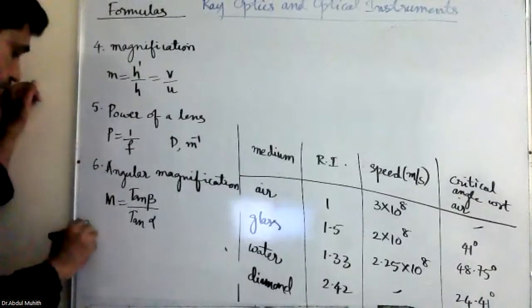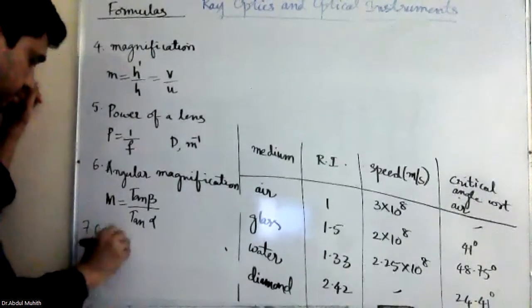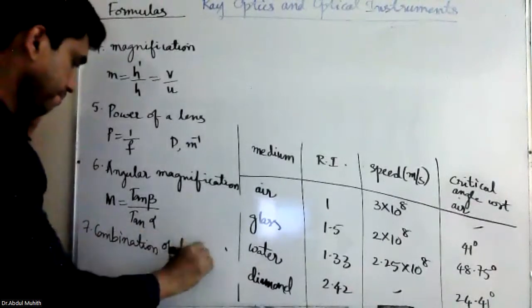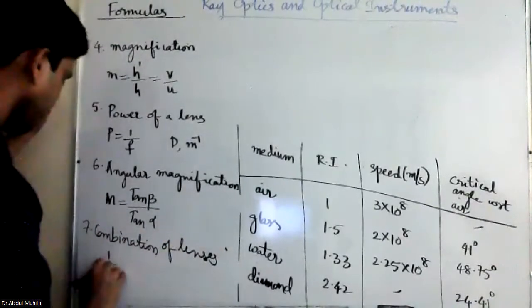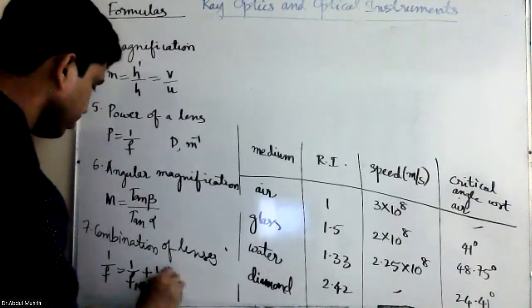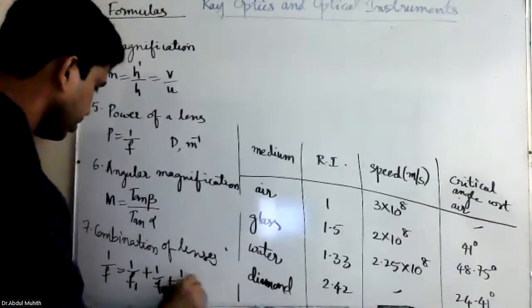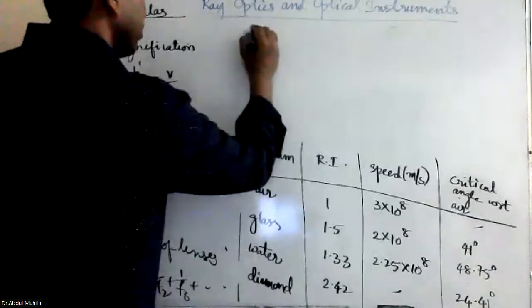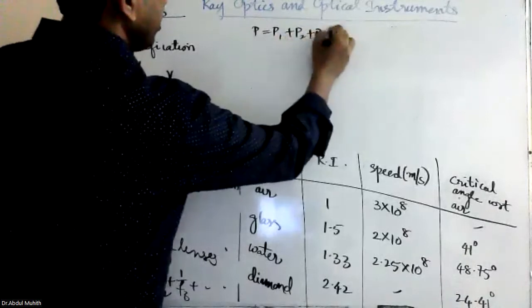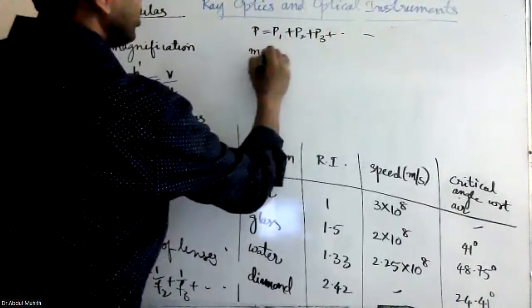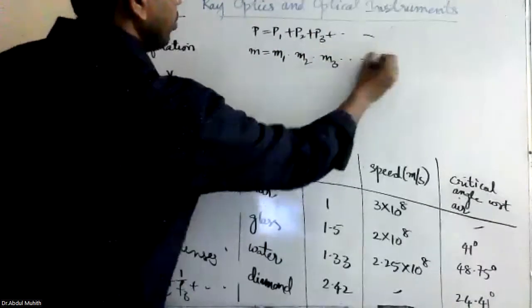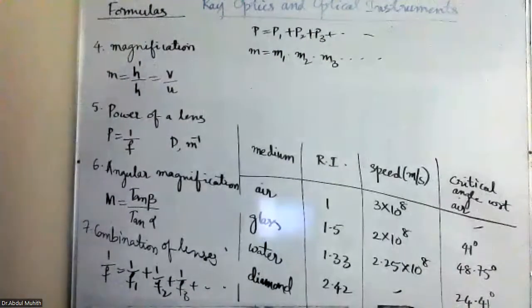Combination of lenses, I write here. That is 1 by f equal to 1 by f1 plus 1 by f2 plus 1 by f3, and it keeps on going. Or we can also write P is equal to P1 plus P2 plus P3. Then we can also add magnification M is equal to M1 into M2 into M3. Keeps on going. That is how we write.